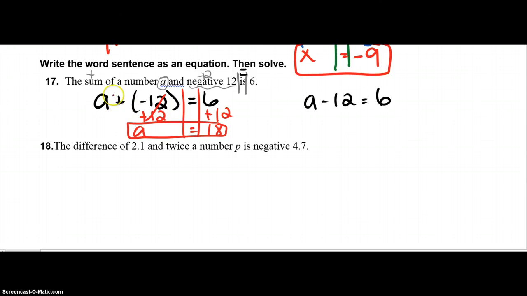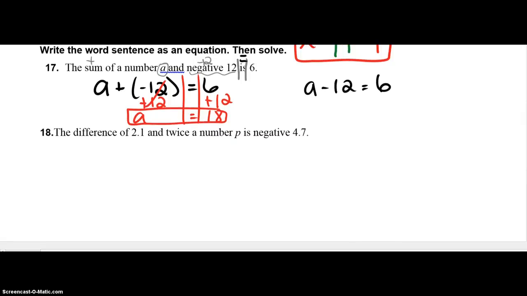Make sure, since we have this addition sign, if you subtracted 12 from the left here, you would actually have a plus negative 24 equals 18. So we're not actually getting a by itself. We need to isolate that variable. Remember, get that variable all by itself. Number 18, last problem on this page.